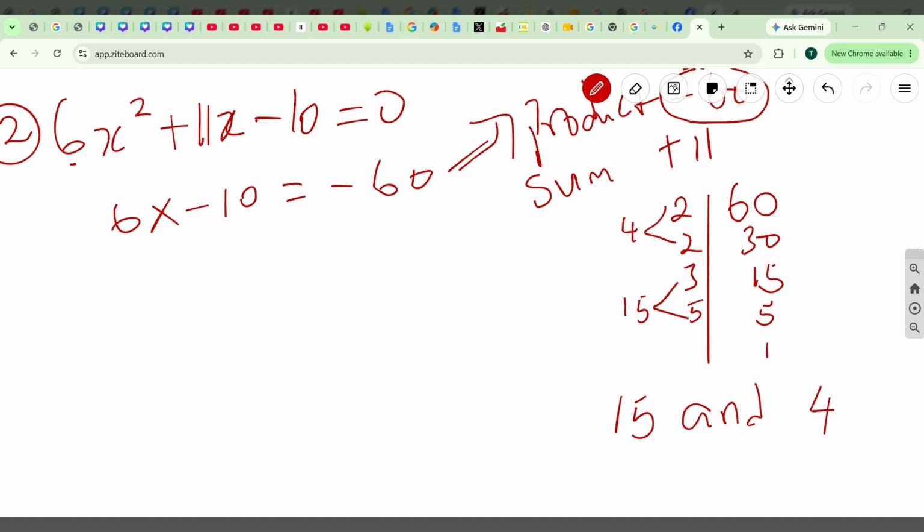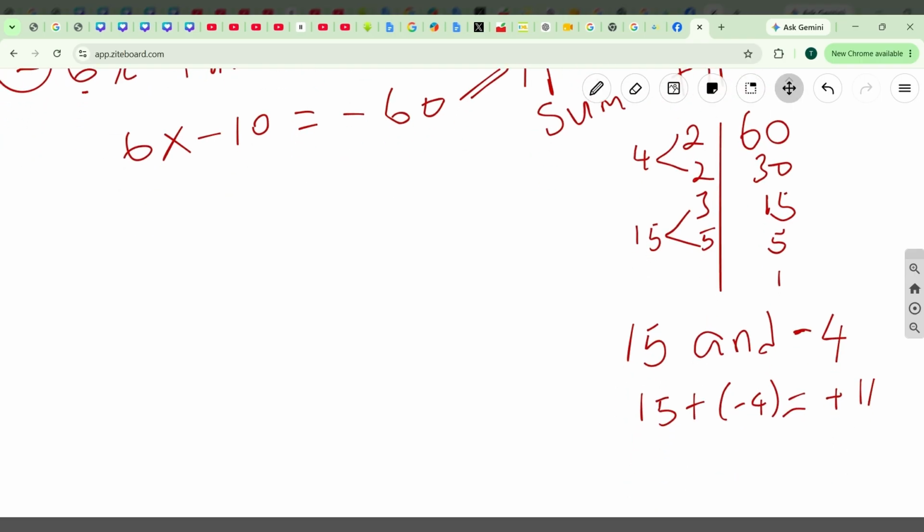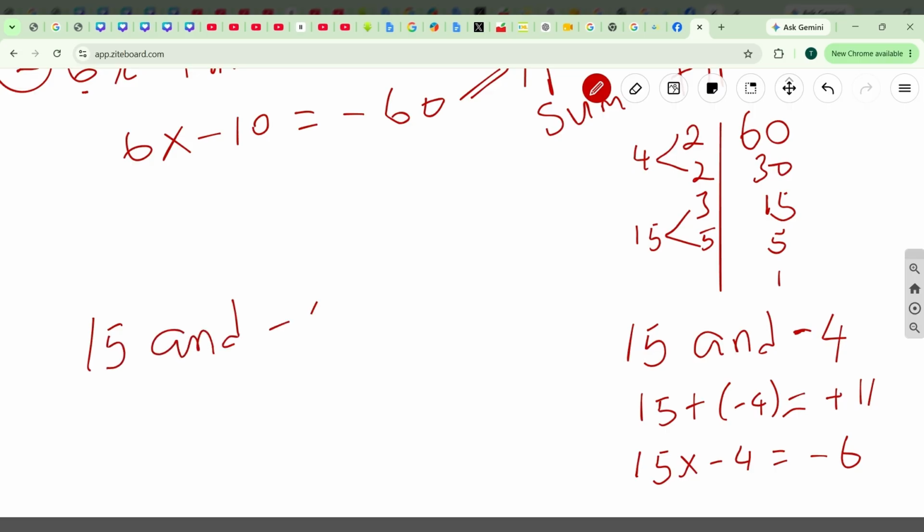We're going to find where we're going to put our negative sign so that we can achieve negative 60. Now let's do 15 plus 4. Remember, we're going to add those two numbers to get positive 11. But 15 plus 4 is giving us 19. So where are we going to put our negative sign here? So it's going to be 15 and negative 4 because 15 plus negative 4 is equal to positive 11. And then again, 15 multiplied by negative 4 is equal to negative 60. So those numbers are 15 and negative 4.